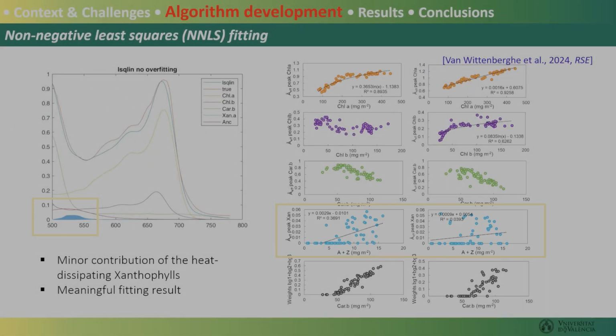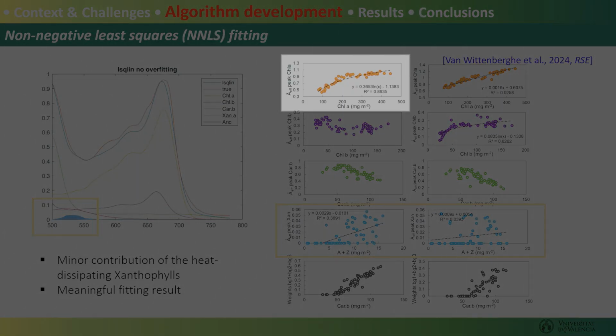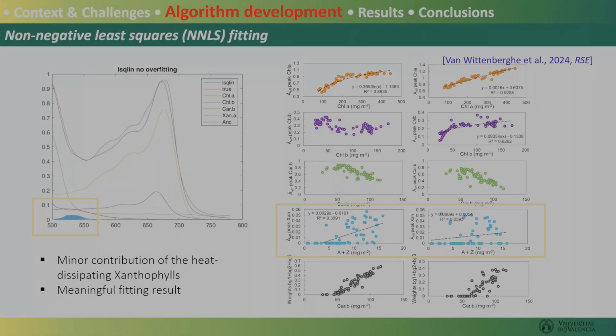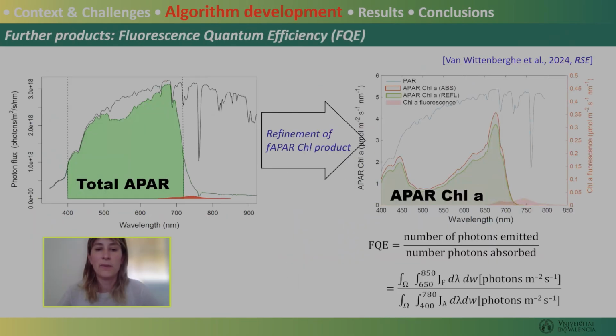One of the other products, which of course was the easier one to fit, is the chlorophyll A peak. So you see here that you can find quite a good relationship between the fitting result and the pigment content. About this result, the fitting of chlorophyll, we are pretty sure that this is performing well.